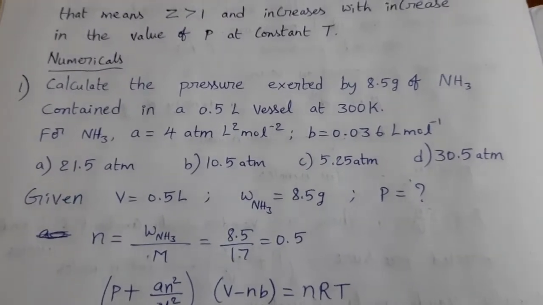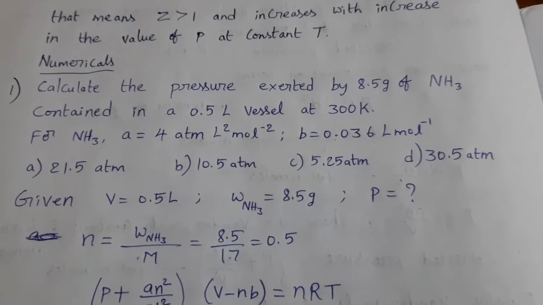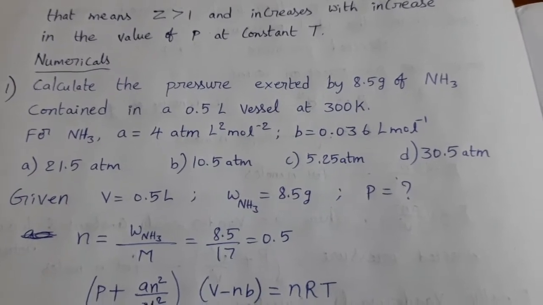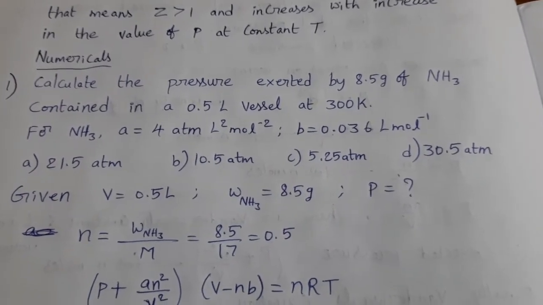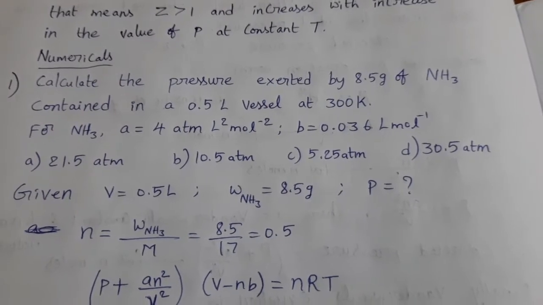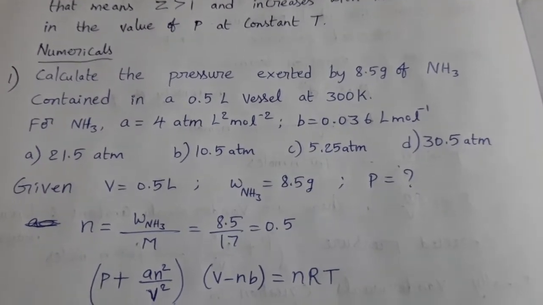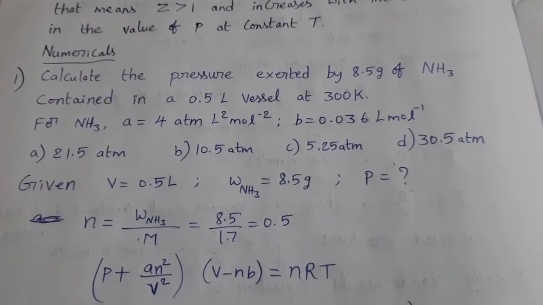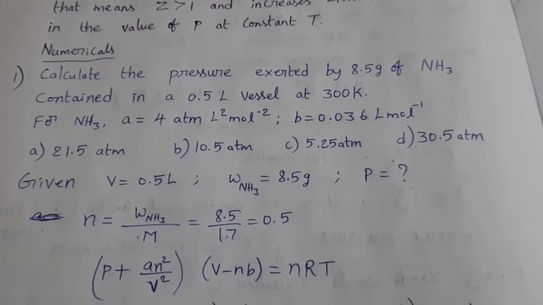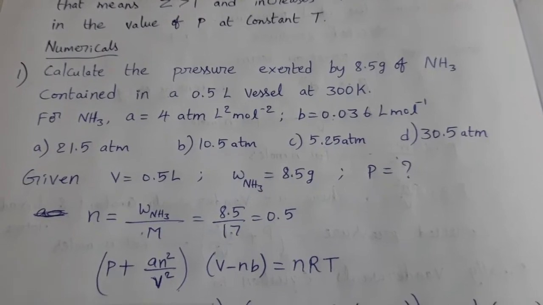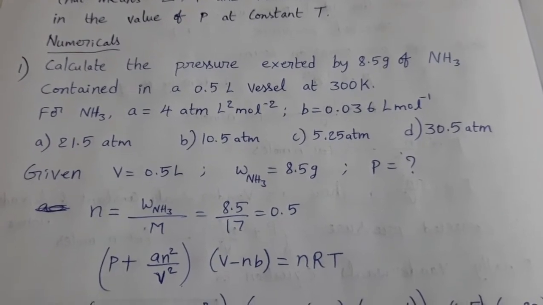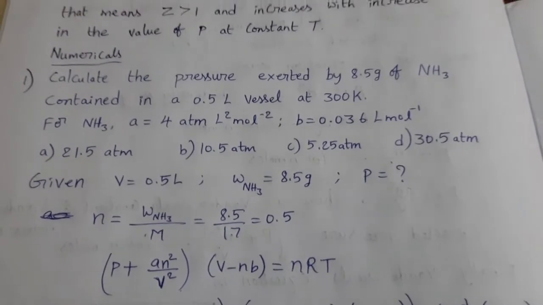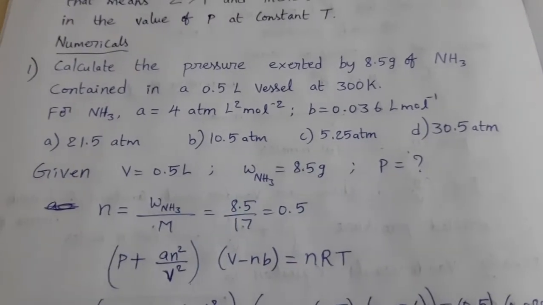First one, calculate the pressure exerted by 8.5 grams of NH3 contained in a 0.5 liter vessel at 300 Kelvin. For NH3, small a equal to 4 atmosphere liter square mole power minus 2, b equal to 0.036 liter mole power minus 1. Okay students, this is the given data.